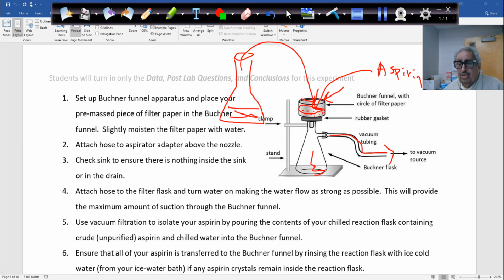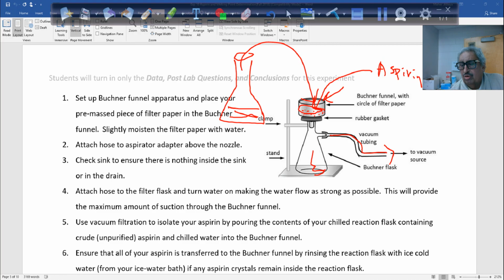Correct, guys? So in order to do this test, we'll do it next week, because your aspirin has to be dry, and it will dry at least overnight, or over the whole week. Correct, guys? So any question you have? Any question you have, guys? That's the whole process here.